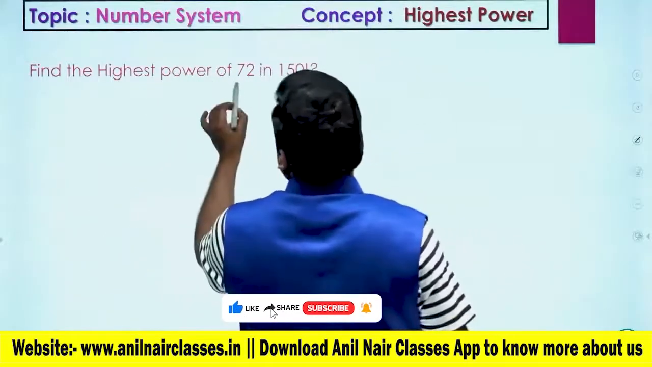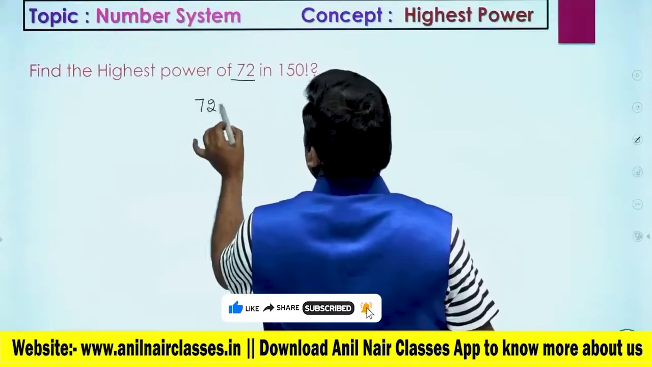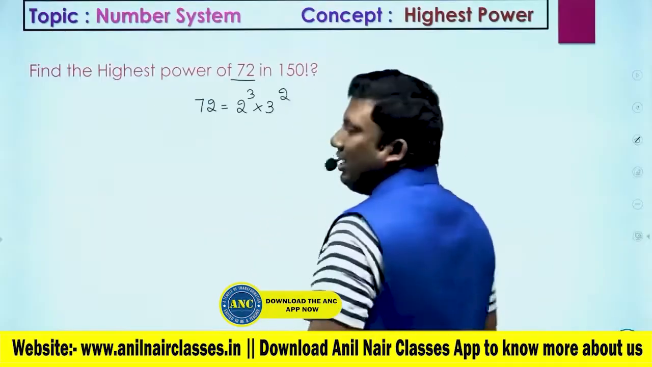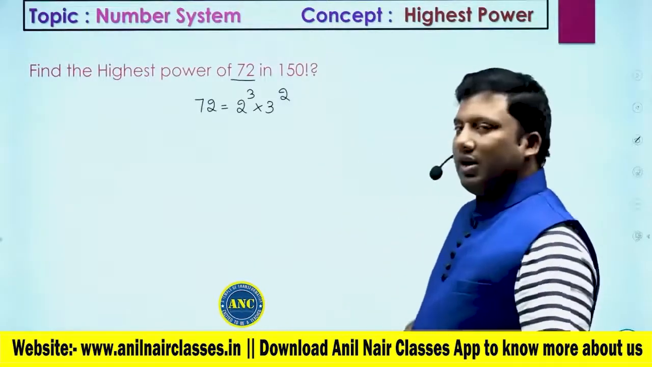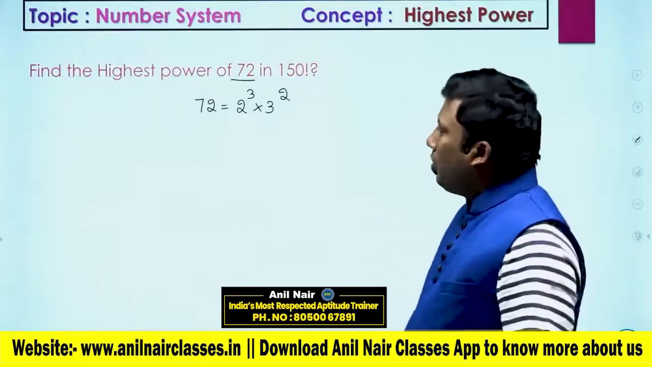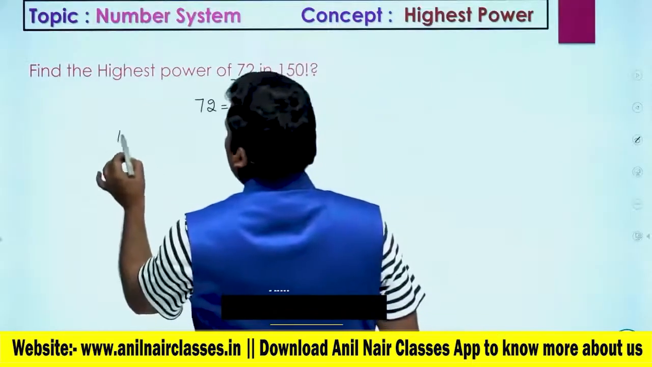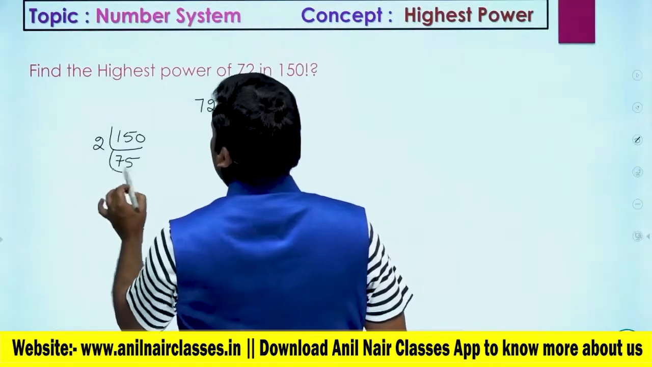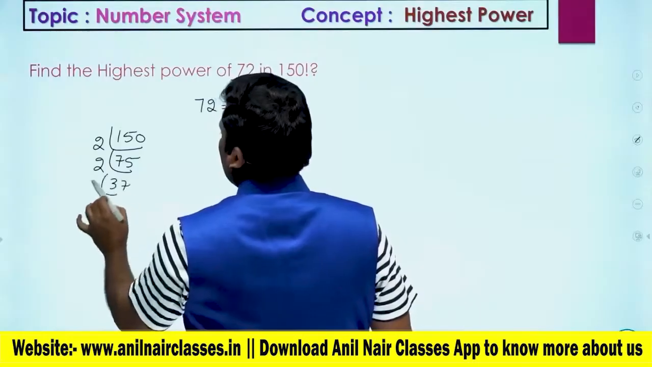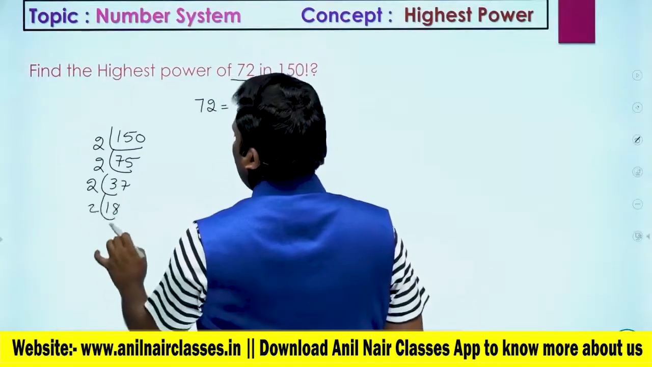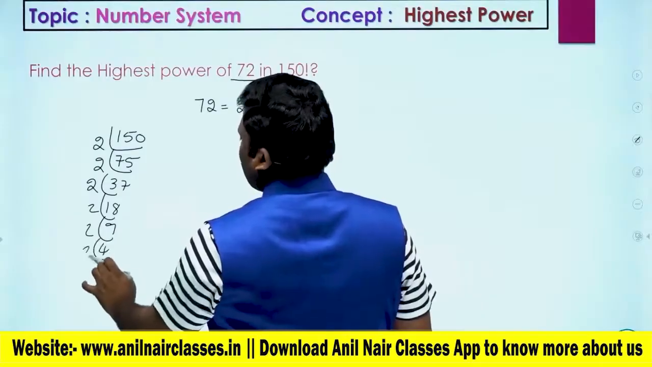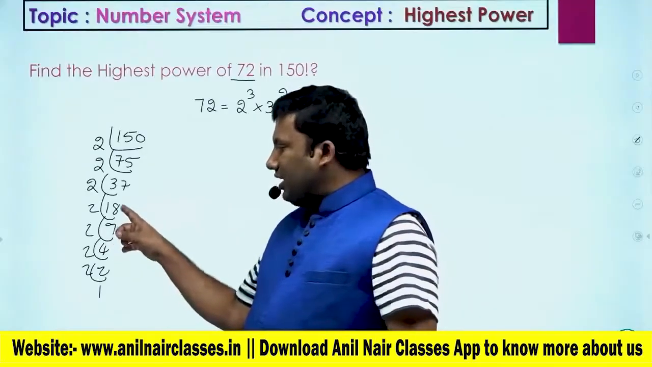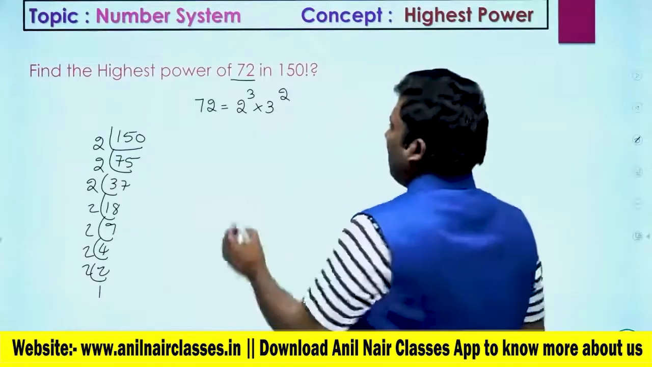Next one, highest power of 72. 72 as a power of prime basis is 8 into 9. 8 is 2 power 3, 9 is 3 square. So 72 can be written as 2 power 3 into 3 square. I need to generate the highest powers for 2 and 3. 2 75s are, 2 37s are, 2 18s are, 2 9s are, 2 4s are, 2 2s are and 2 1s are. 75, 112, 130, 139, 143, 145, 146.